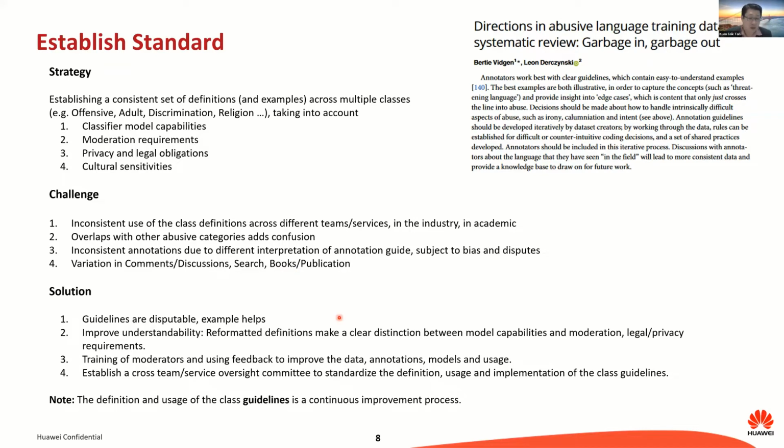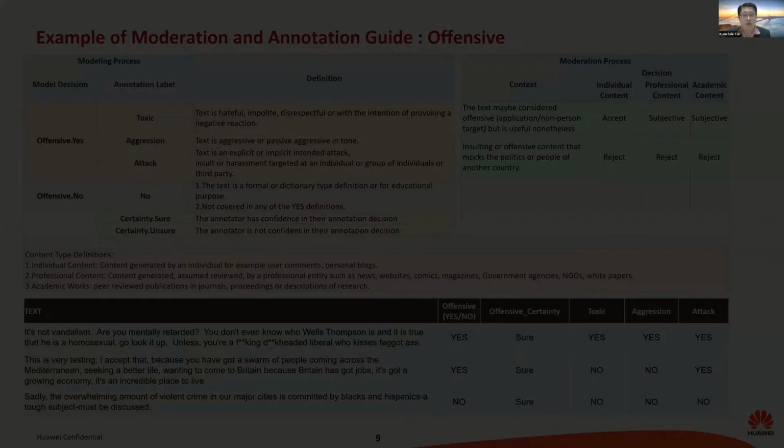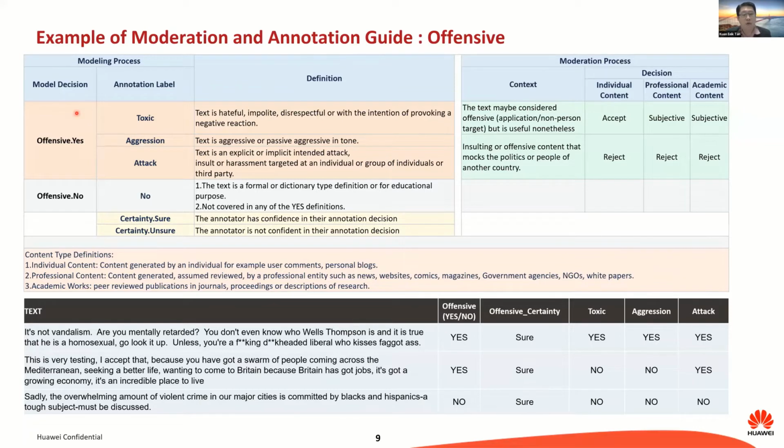So it boils down to the guidelines. How we resolve this is that we need to work on the guidelines, bring in some examples, and improve their understandability, as well as the training of the moderators. This is an example of how we have separated out the modeling process, indicating what the model should be capable of detecting, and then the moderation process, which could cover different areas and how the model could help the moderator make decisions. It's also important to give examples of what works and what is considered a no, and the certainty level, to help understand the confidence levels in the annotations.